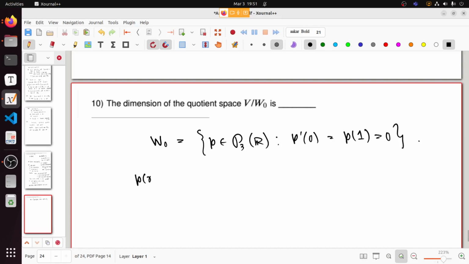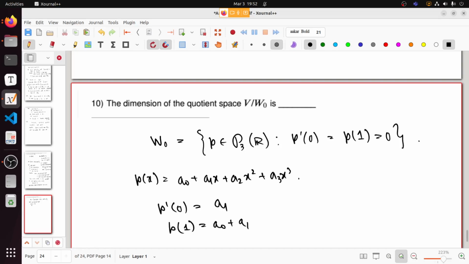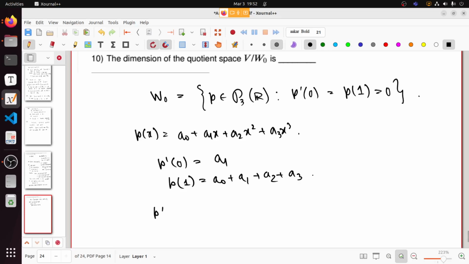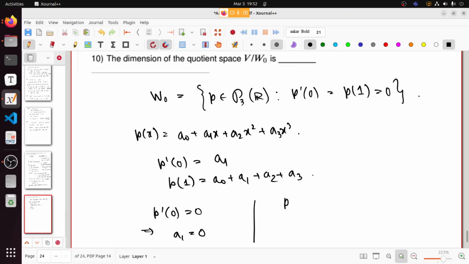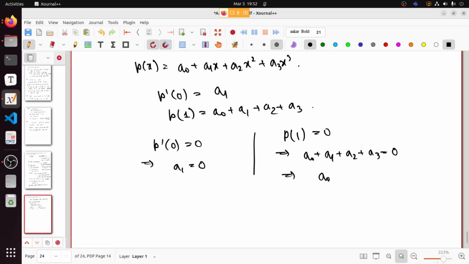And we take an arbitrary polynomial a0 plus a1x plus a2x squared plus a3x cube. So then what will be P dash 0? P dash 0 will be a1, and P of 1 will be a0 plus a1 plus a2 plus a3. Equating these to 0, P dash 0 is 0 implies a1 equals 0, and P1 equals 0 implies a0 plus a1 plus a2 plus a3 equals 0, and we already got a1 equals 0, which implies a0 plus a2 plus a3 is 0. So just write a0 equals minus a2 minus a3.